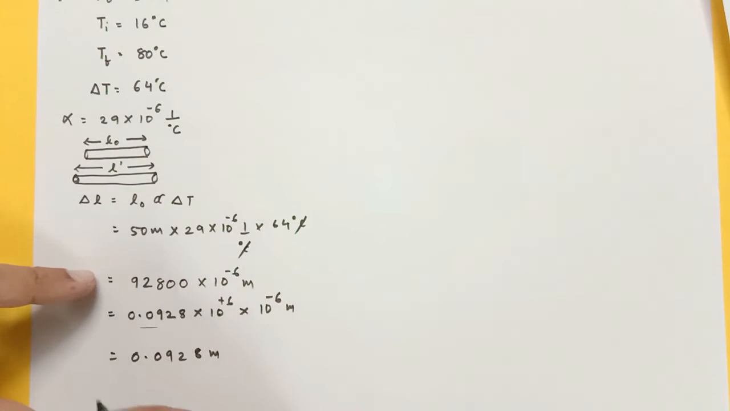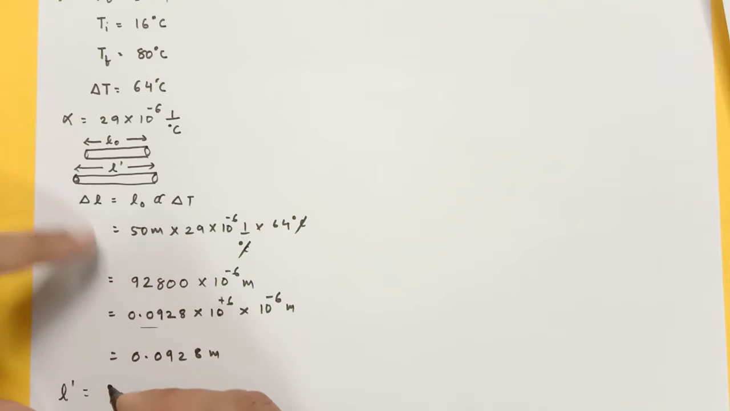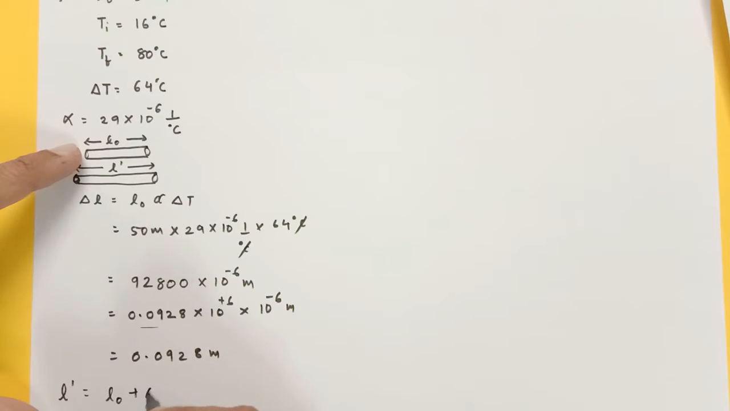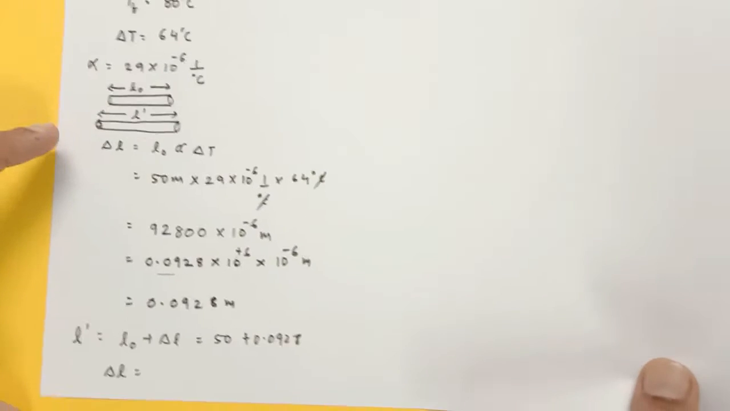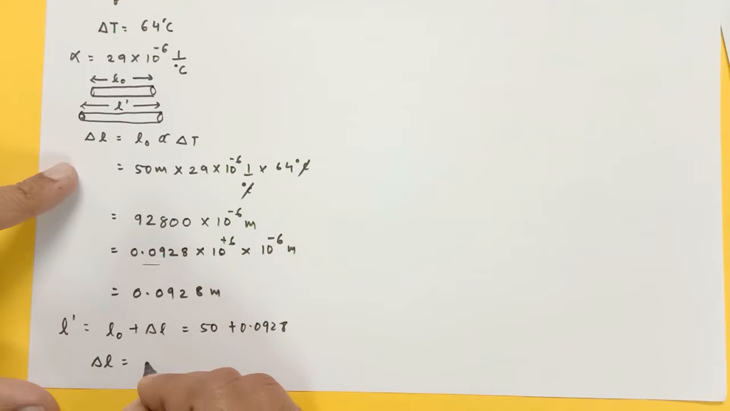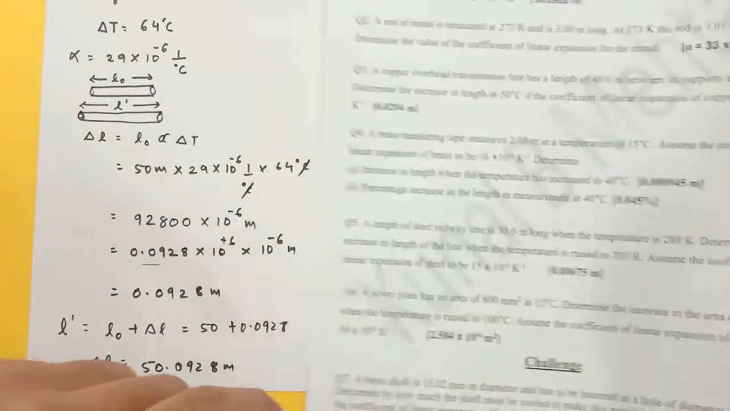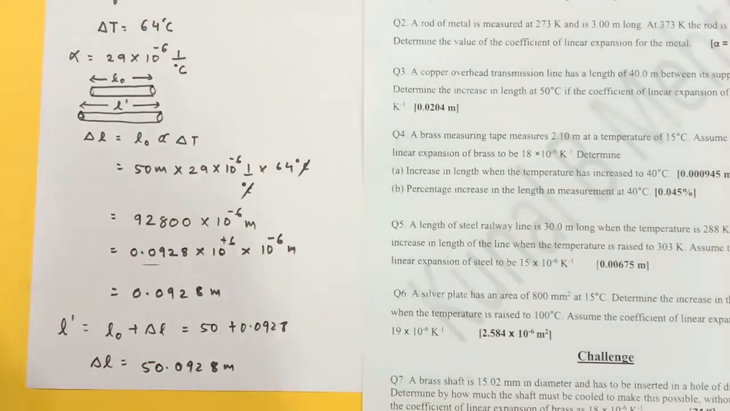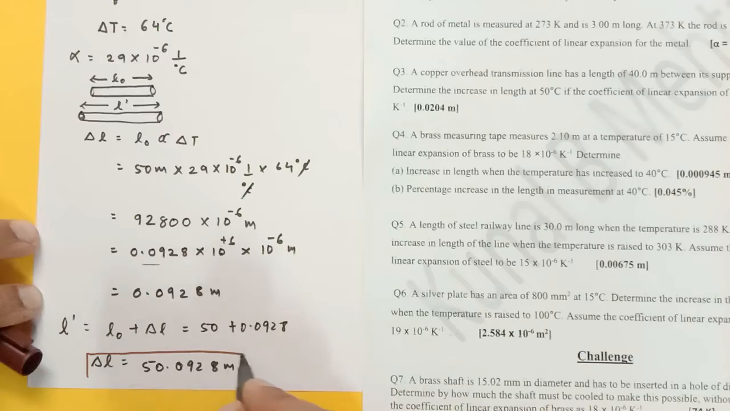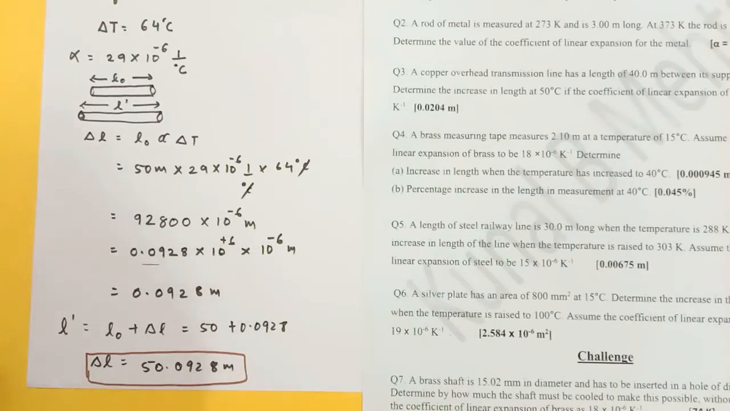This is the increase in the length. So the final length L dash is equal to the old length plus the increase in the length. So 50 plus 0.0928, so my final length value is equal to 50.0928 meter. So this is the solution to problem number 1. Let me highlight this. This is question number 1.